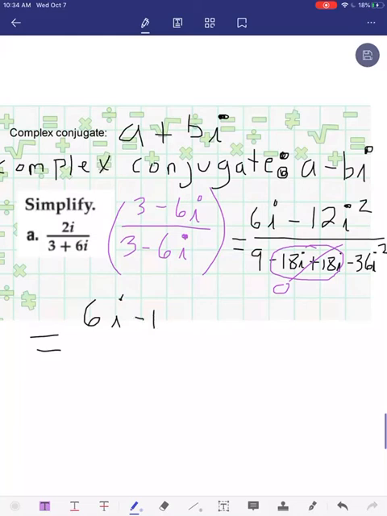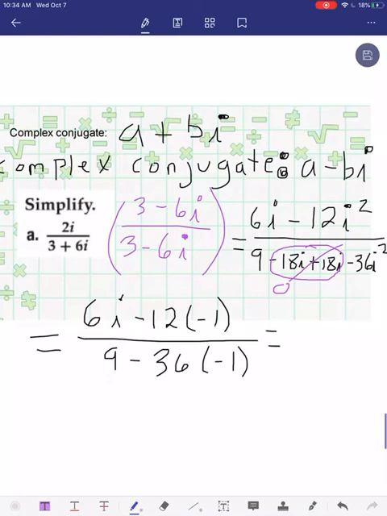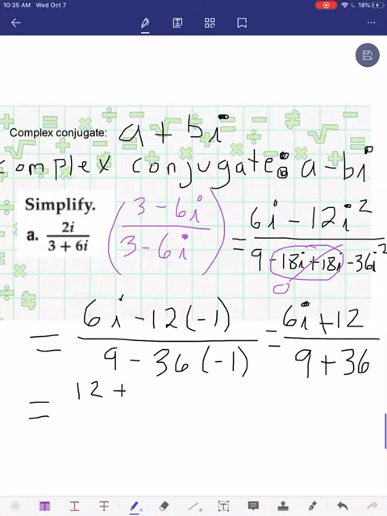But remember that we don't want to leave any i squareds there. So we're going to need to replace the i squared on the top and on the bottom with a negative 1. So now we're going to have 6i plus 12 on top and 9 plus 36 on bottom. So then just rewriting, because remember that we want our imaginary part to come second. So I'm just going to change the order on top. And then we just want to simplify. 9 plus 36 is what we have on bottom. So that's going to give us 54.